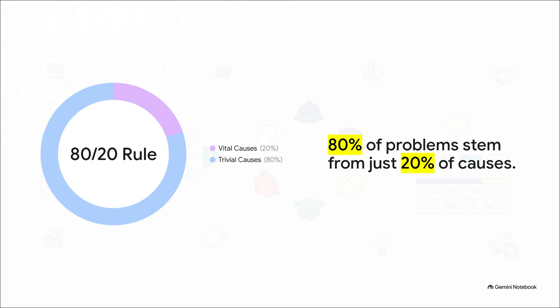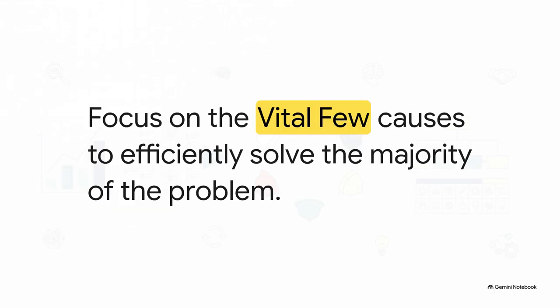your causes. To put that into perspective, think about software. 80% of software crashes are usually caused by just 20% of the bugs. That is exactly why Juran called that 20% the vital few.